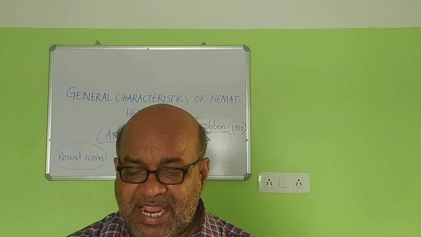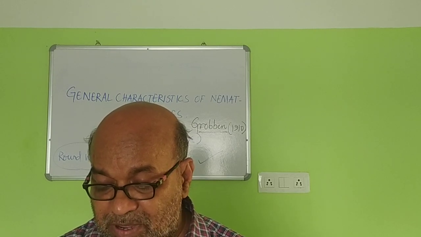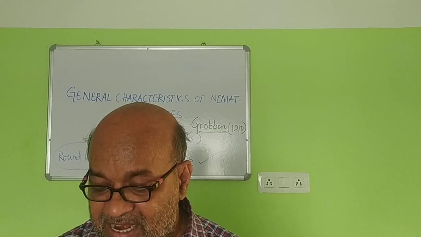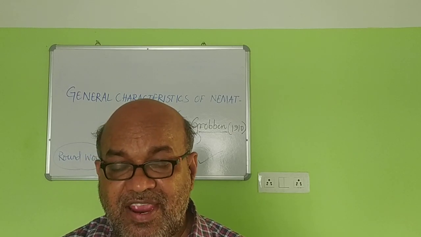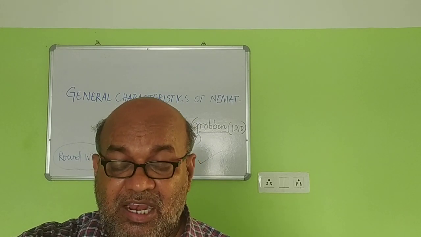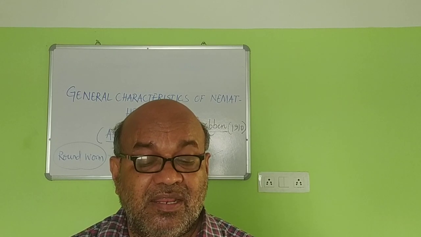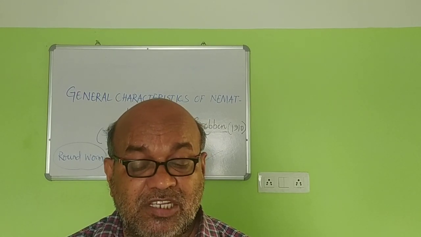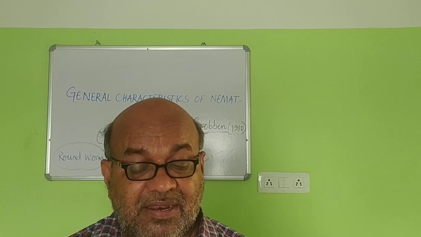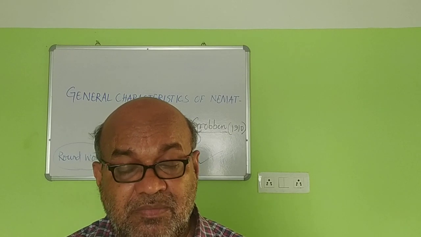Tenth character, digestive canal complete with mouth, specialized pharynx, straight non-muscular intestine, and posteriorly you find the anus. The 11th character: the alimentary canal is well developed there, but no circulatory system and no respiratory system here.